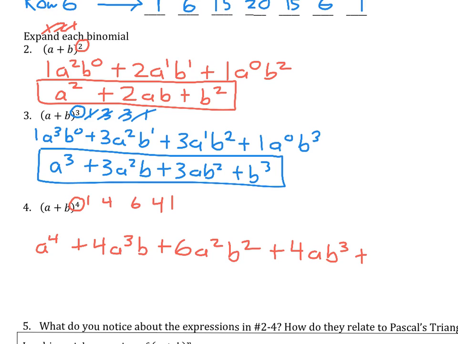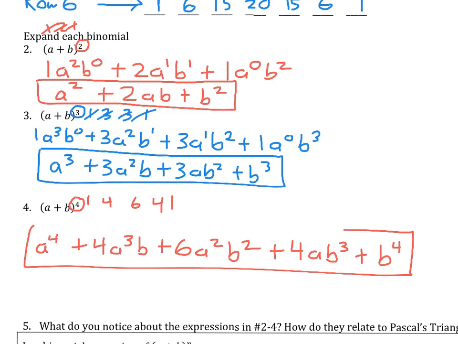We don't want any a's, and we want b to the 4th. So the exponent for a starts with the exponent in the problem, and then the exponent for a goes down by 1 each step. The exponent for b starts with 0, and it goes up by 1.